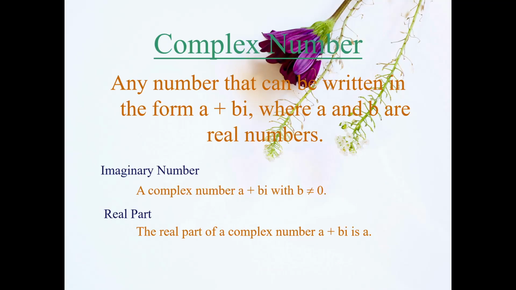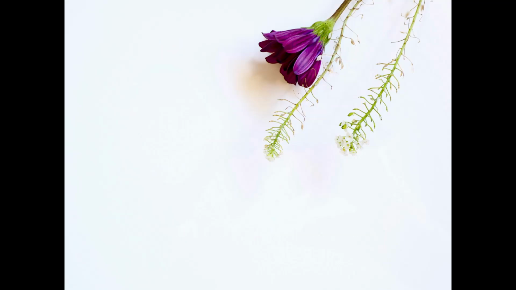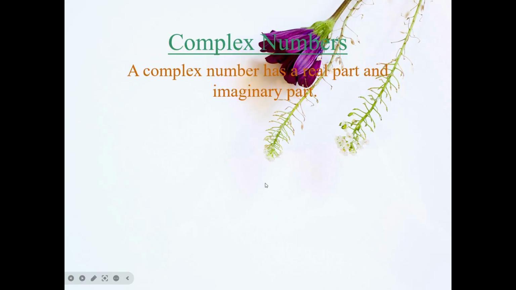Complex number. Any number that can be written in the form a plus bi, where a and b are real numbers. Then the imaginary number of the complex plane is a plus bi, with a as the real part and b as the imaginary part. The complex number has a real part and an imaginary part.